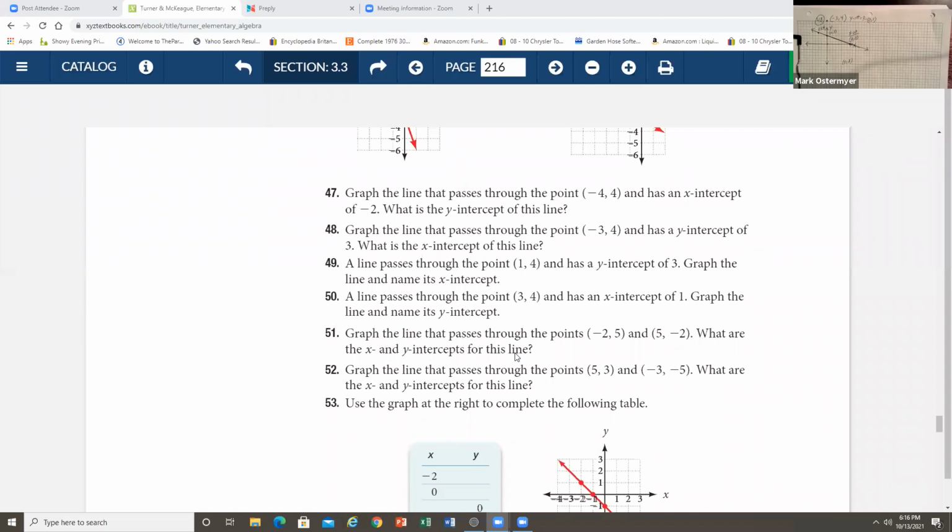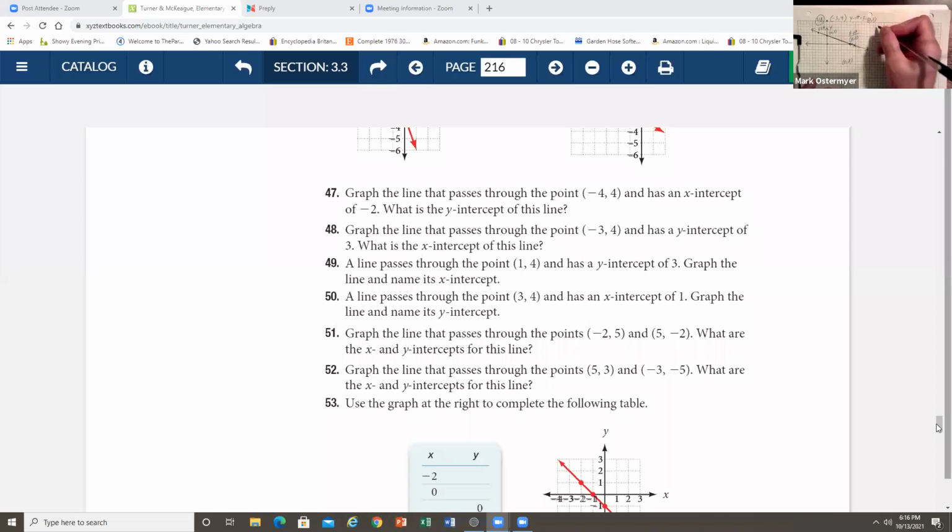Let's try another one here. That was an interesting problem. Let's try number 50. It says a line passes through the point 3, 4 and has an x-intercept of 1. Graph the line and also name its y-intercept.